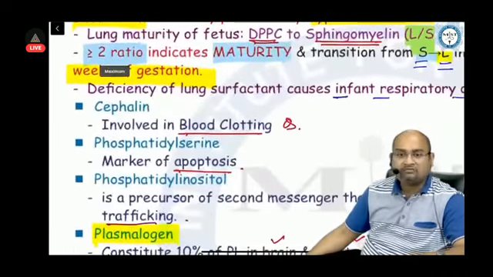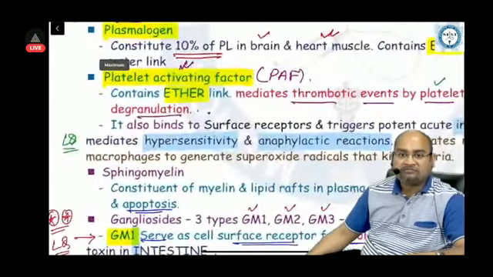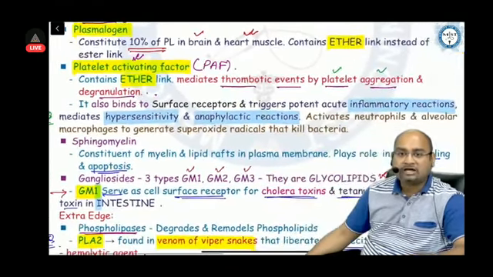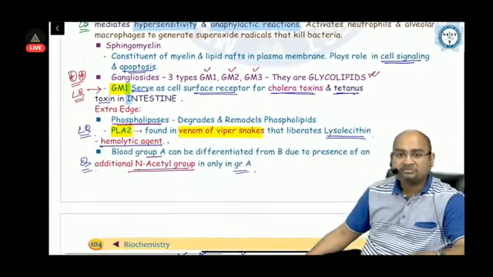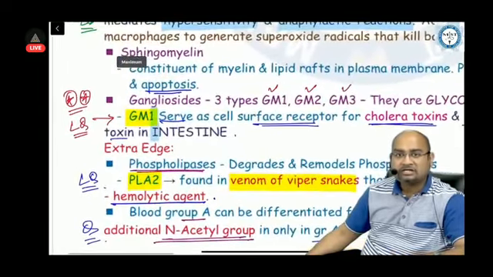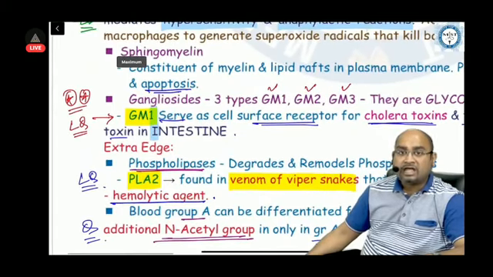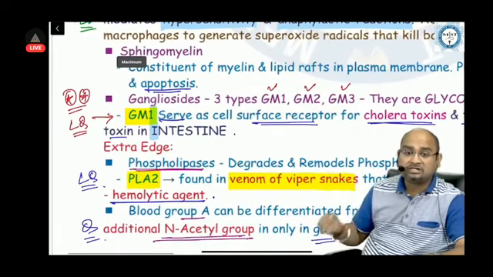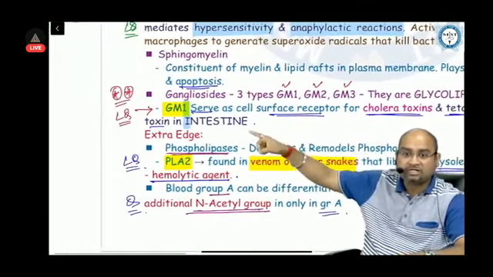Cephalin, remember, is involved in blood clotting. Please try to understand this point, beta. PAF, platelet activating factor, apart from helping the platelet, will also act as a mediator of inflammatory reactions, hypersensitivity, and anaphylactic reaction. GM1 has been asked 2 times, beta. This is a ganglioside. Ganglioside is a glycolipid. This GM1 will allow the entry of cholera toxin and tetanus toxin through the intestine. So please remember, GM1 serves as the surface receptor for entry of these 2 toxins from the intestine.